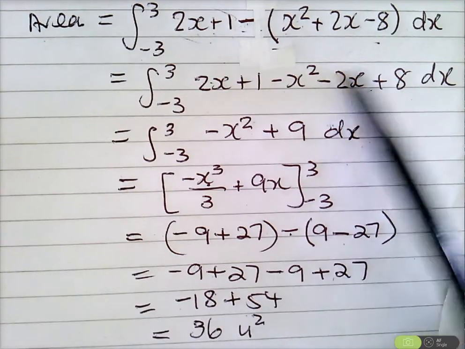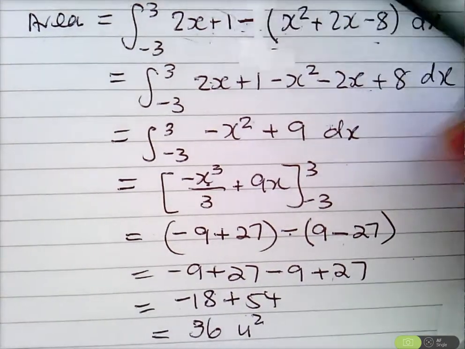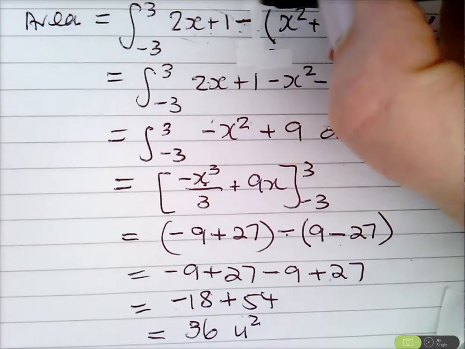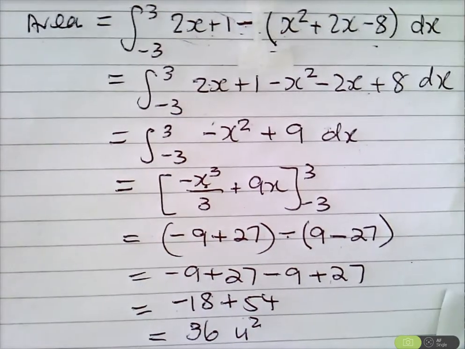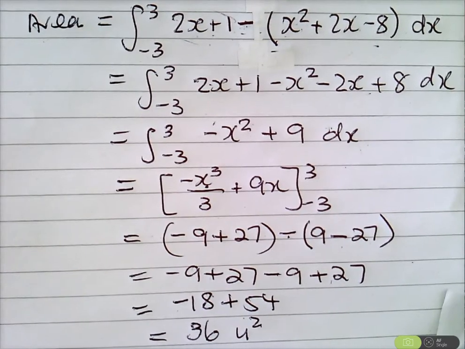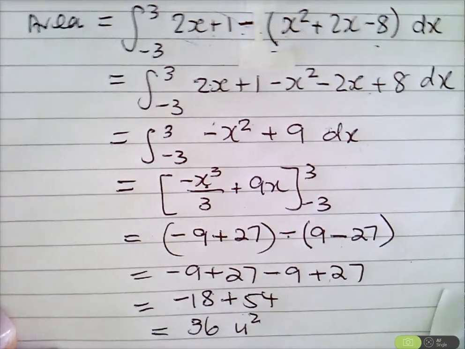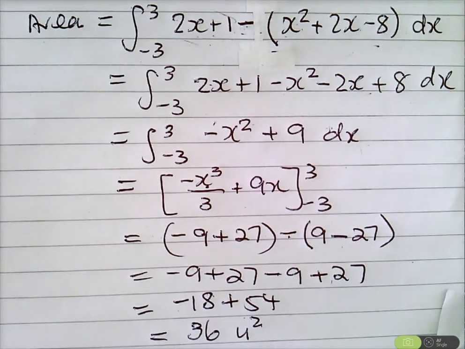So please collect like terms only if you're doing the area between two curves, because you'd be substituting in the same values of 3 and negative 3. You don't need to do it as two separate integrals. So when you're subtracting one function from the other, you can just do the one integral symbol. But when you're adding two areas together, you can't. You need to do them separately.